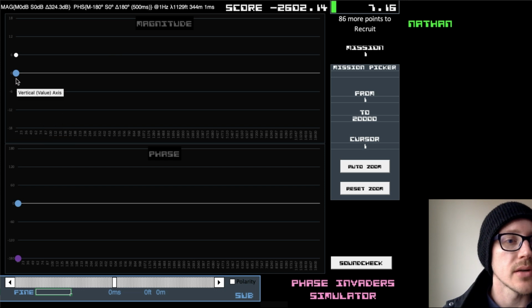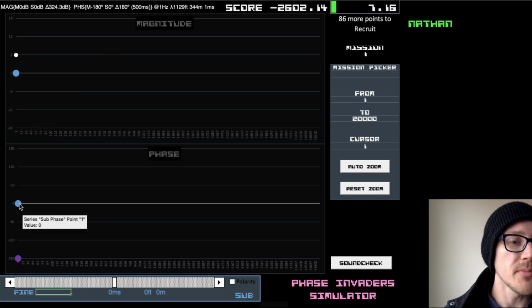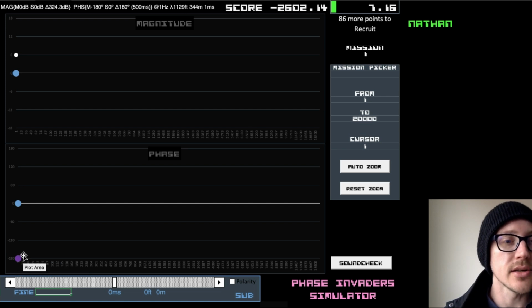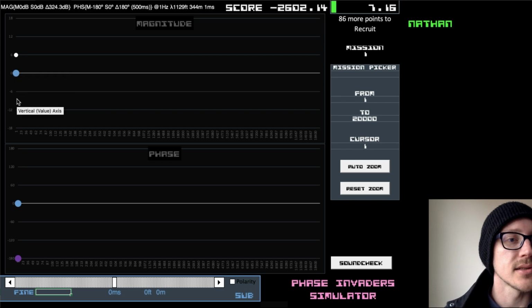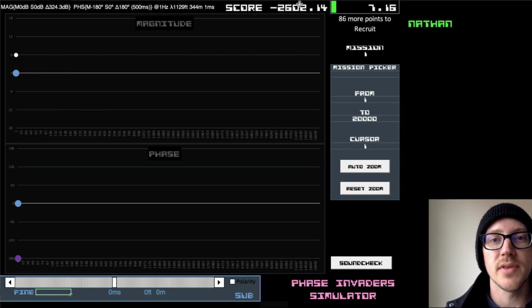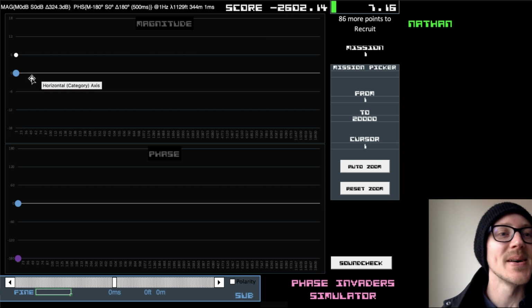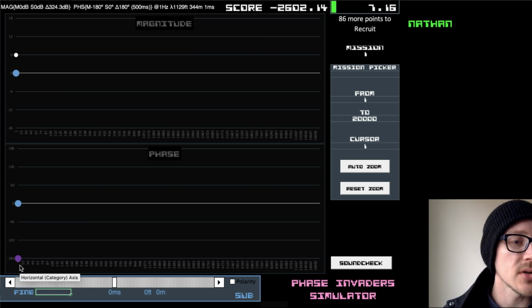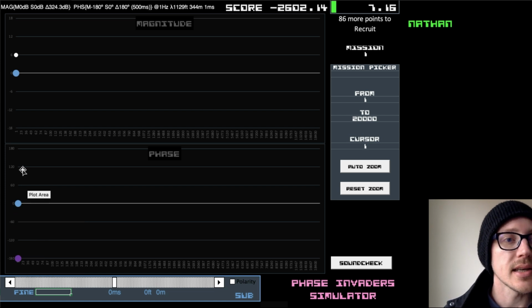So here we're measuring 1 hertz, and I see that my sub phase is at 0 degrees, and my main phase is at negative 180 degrees. And because of that, my sum trace has totally disappeared. That's why I have a score of negative 2,600 right now, because I'm getting complete cancellation, right? I am totally out of phase here, causing a cancellation. So I've got no summation, just complete cancellation.